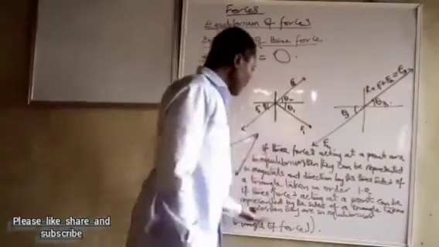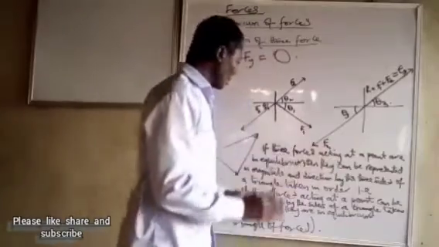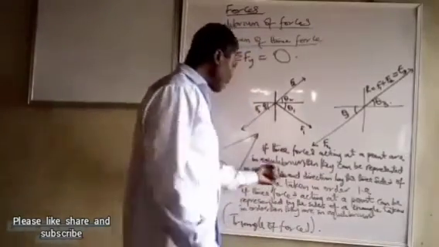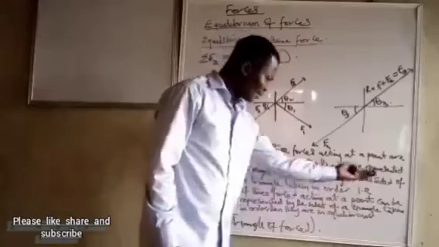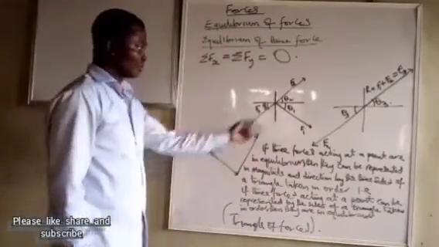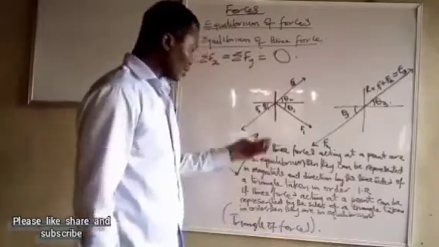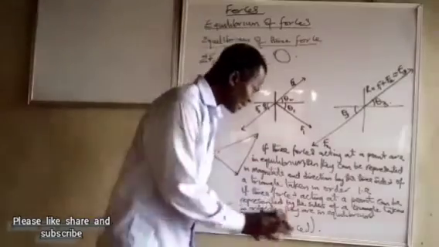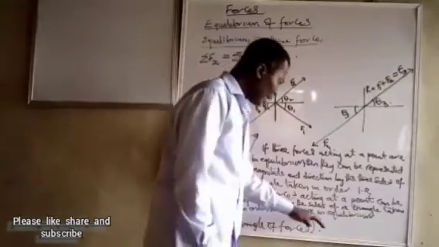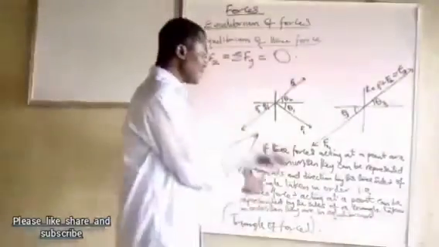So it states that if three forces acting at a point are in equilibrium, then they can be represented in magnitude and direction by the three sides of a triangle taken in order. I have explained that one by this. We can also say if three forces acting at a point can be represented by the three sides of the triangle in order, then they are in equilibrium. So we are saying it in another way.